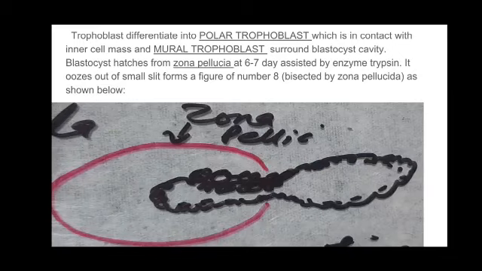The trophoblast, which is the outer cell mass, differentiates into the polar trophoblast, which is in contact with the inner cell mass, and the mural trophoblast, which surrounds the blastocyst cavity.